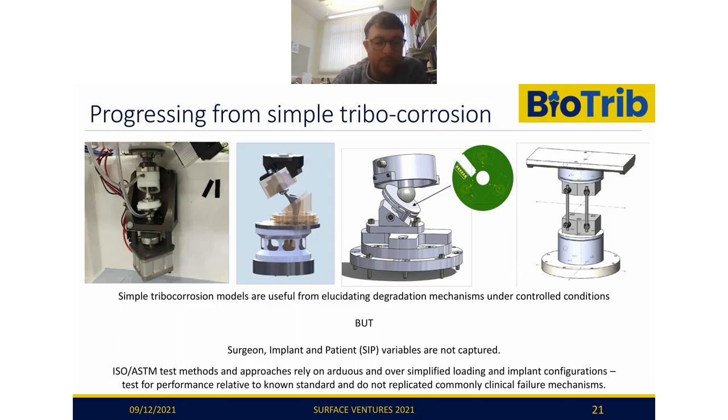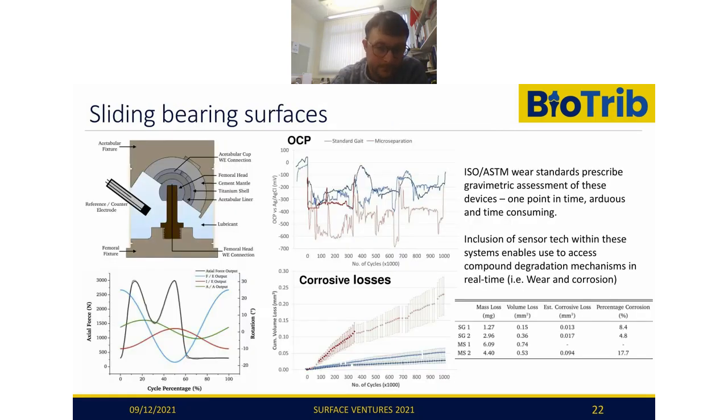Ultimately, what we want to do is use these techniques to better understand the degradation mechanisms, but also to accelerate some of this testing, which currently relies on really long-term ISO and ASTM type standards. You put your samples in, you leave these machines chugging for millions of cycles for months on end, and you essentially get 5 data points of gravimetric weight loss, which doesn't really tell you a great deal other than you've lost some material somewhere along the line. And what we know is that material loss can come from a few different sources.